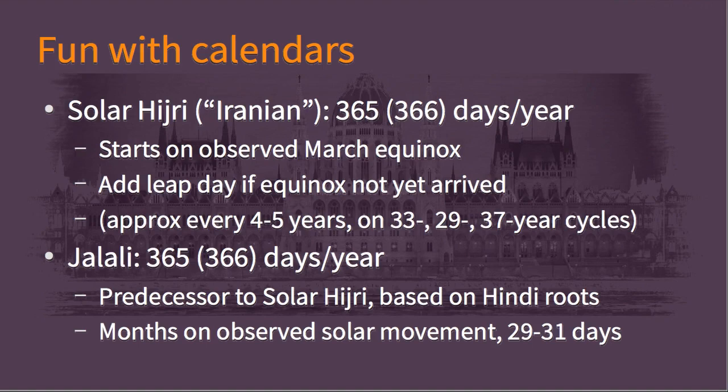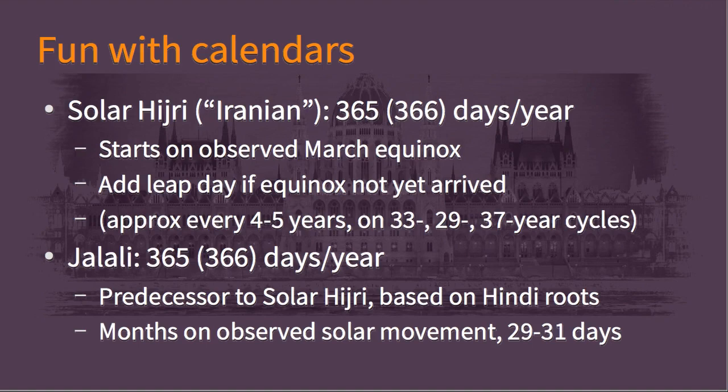Fairly complicated, but really it comes down to observations and the Earth's motion around the sun, and the arrival of the equinox is not predictable. It varies based on the physics of the sun and the Earth moving around the sun. So it is not a simple pattern.